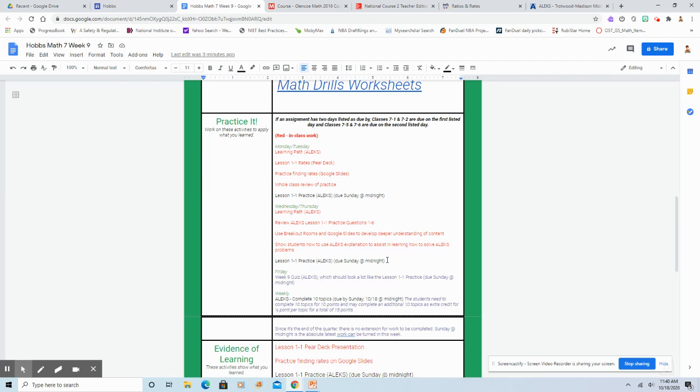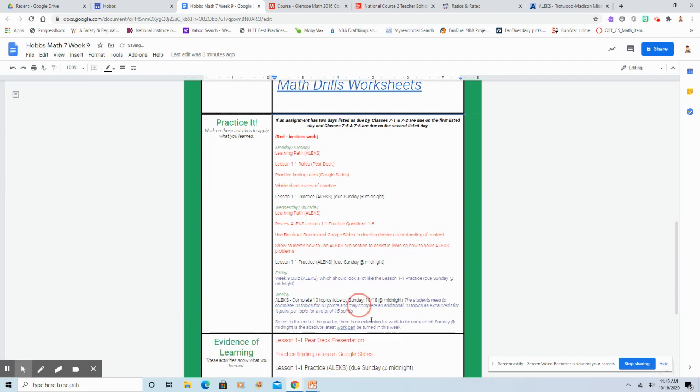I want to point out this week, it's the end of the quarter. There is no extension then, because at the end of the quarter, Sunday night, I have to have my grades done. So they have to have it done by midnight Sunday. Their topics need to be done by midnight Sunday. The quiz needs to be done by midnight Sunday.